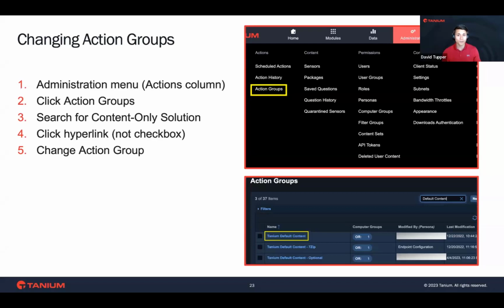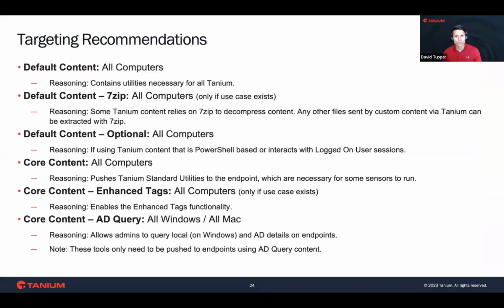The first thing you're going to want to do is make that one-time action group change. And the way you can do that is to come up here into the administration pane and go to action groups. From there, you're going to want to search for the particular content-only solution that you're looking for. Click the hyperlink and not the checkbox, which is something that to this day can trip me up still. And from there, you're going to be able to change the targeting to whichever endpoint you think is appropriate to distribute to. The question might be, though, which endpoints should I be distributing these content-only solutions to?